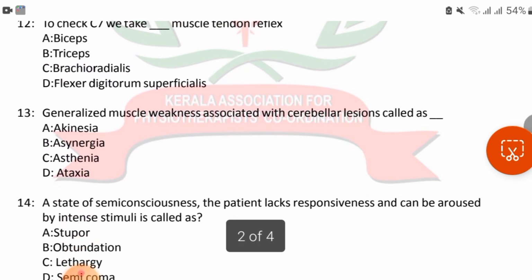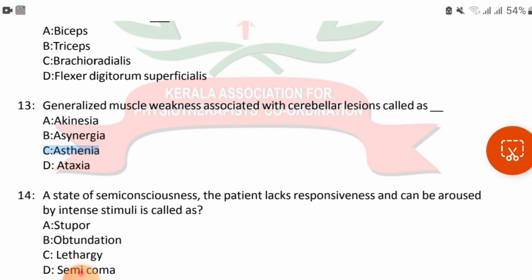Let's move towards the 13th MCQ. Generalized muscle weakness is associated with cerebellar lesion, called as: option A is akinesia, option B is asynergia, option C is asthenia, option D is ataxia. So the correct option for MCQ number 13 is C, asthenia.